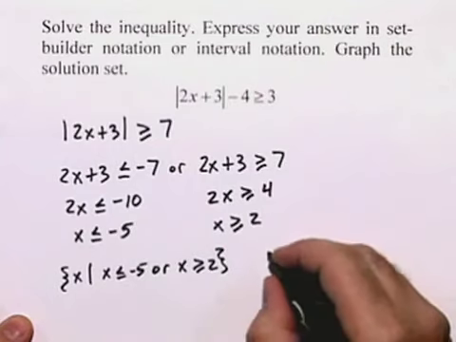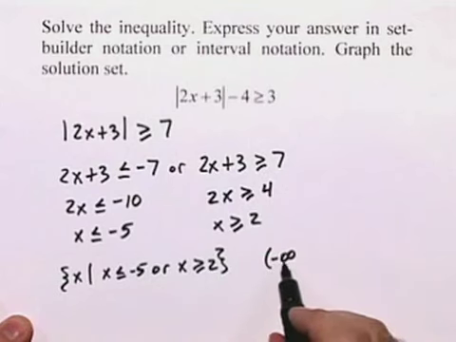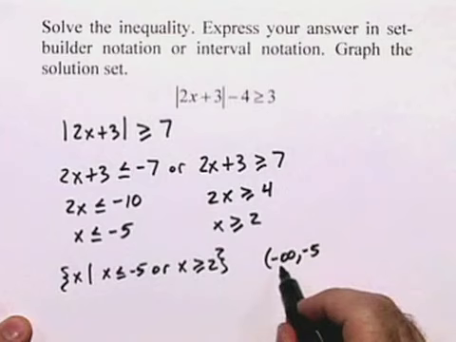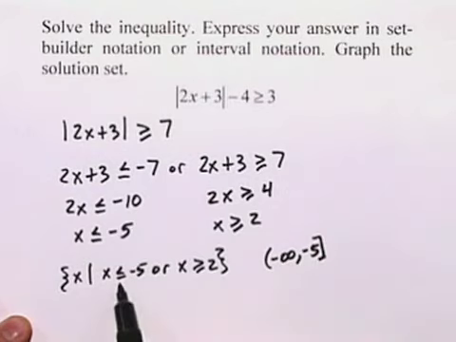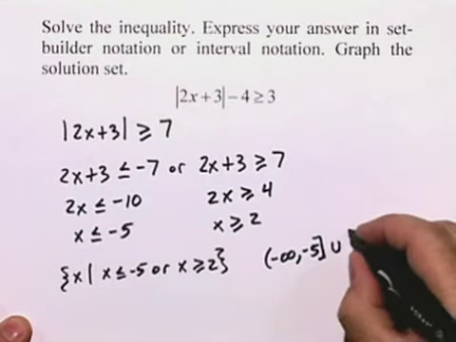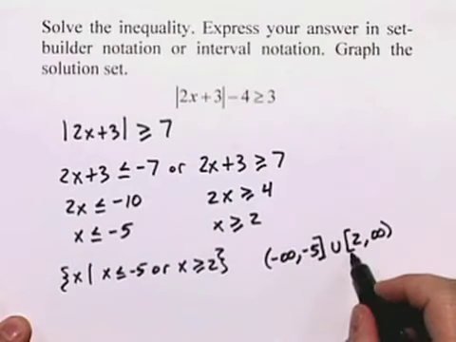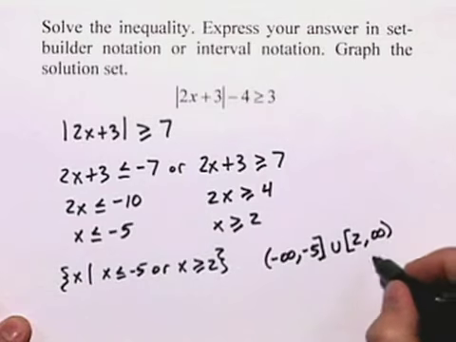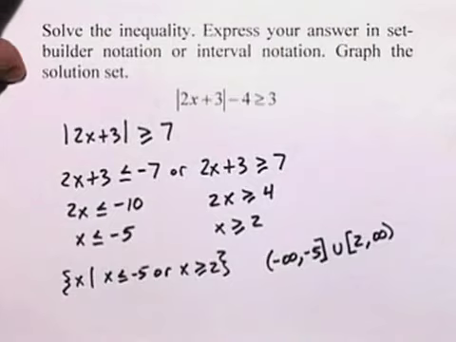In interval notation, our solution set would be written as the interval negative infinity to negative 5. Use a parenthesis on negative infinity. We're going to use a square bracket on negative 5 because the inequality is not strict. It'll be union with the interval 2 to infinity. Again, we use the square bracket on 2 because the inequality is not strict, and we use a parenthesis on infinity. The last thing we need to do is graph our solution set on a number line.